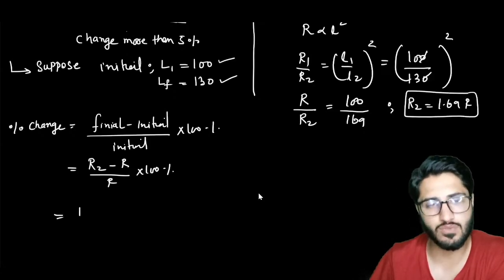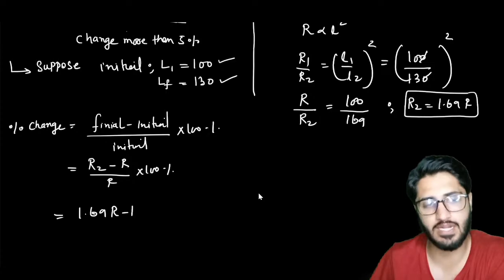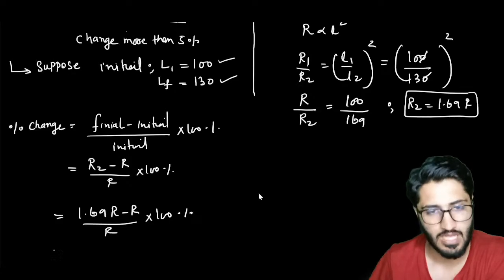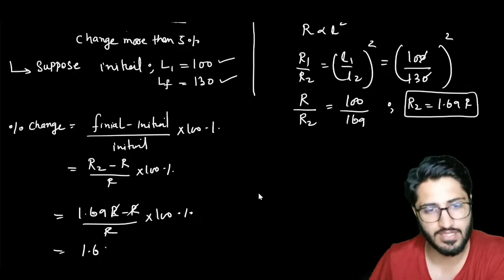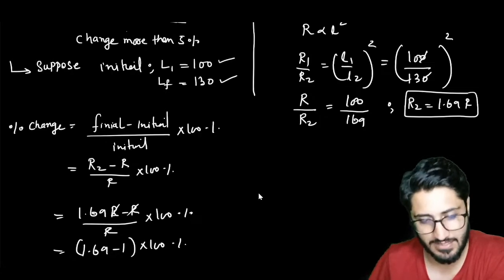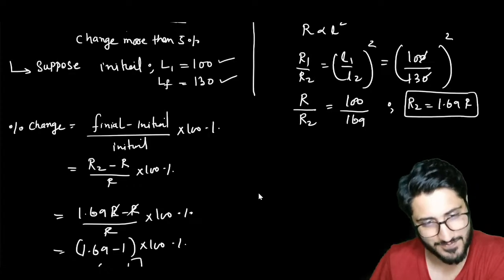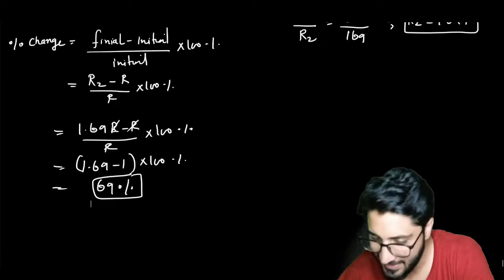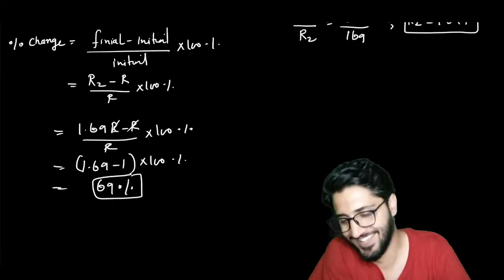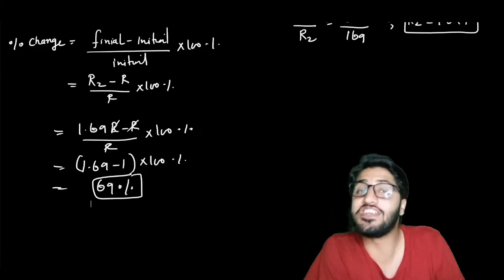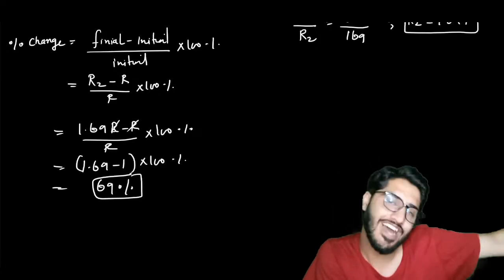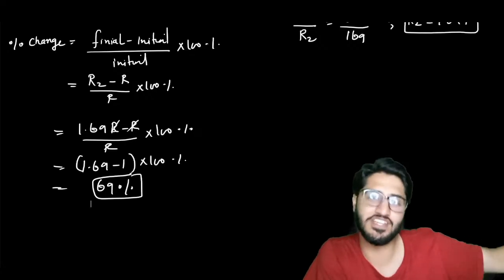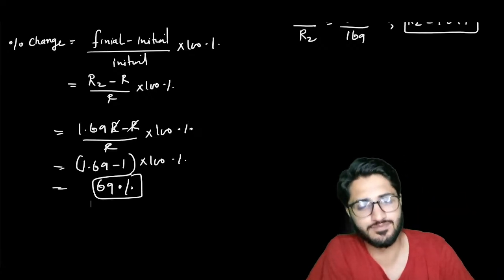Therefore percentage change is 1.69 R minus R divided by R into 100. I will take R common, so it cancels out, it is 1.69 minus 1 into 100. My answer is 69%. Look, length changes, that means we had stretched it. R is proportional to L square, and we just need to follow the percentage method like this.